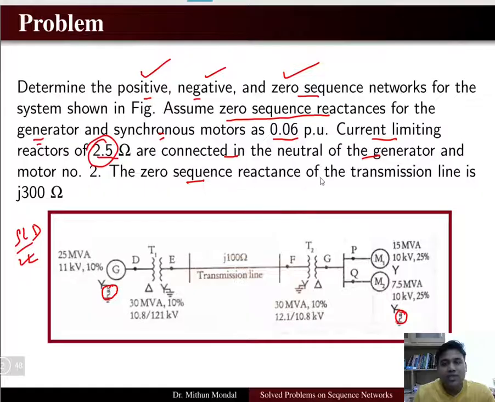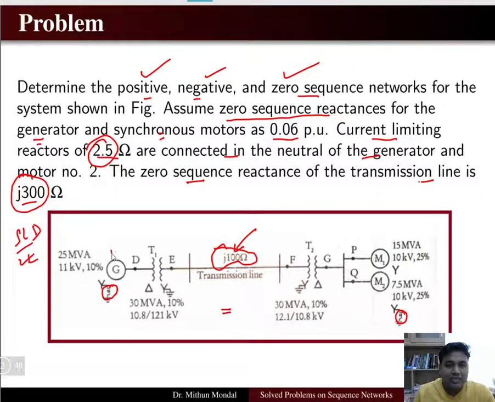The zero sequence reactance of the transmission line is J300 ohms. Here in the transmission line the positive sequence reactance is shown, which is equal to the negative sequence reactance. So J100 ohm is the positive as well as negative sequence reactance, and the zero sequence reactance is given to be J300 ohms. Now for this very basic single line diagram, we have to obtain the positive, negative and zero sequence network.